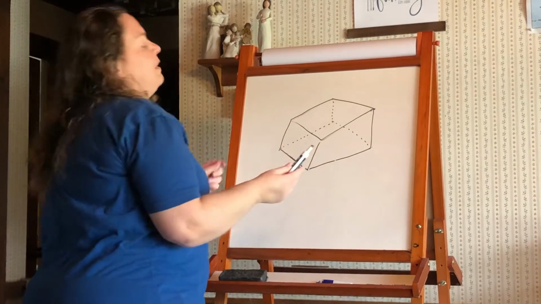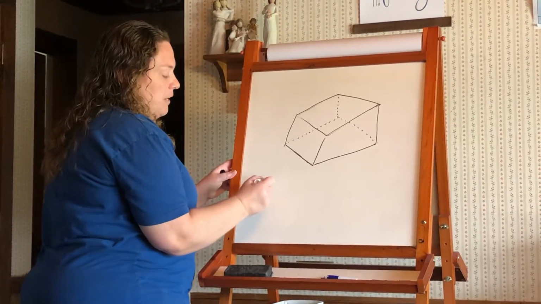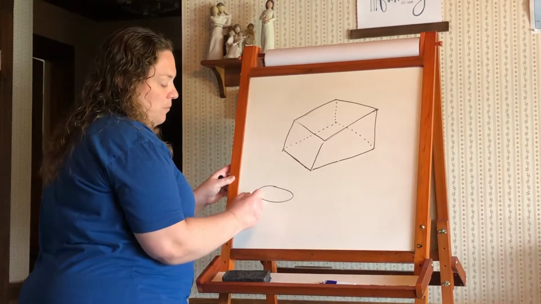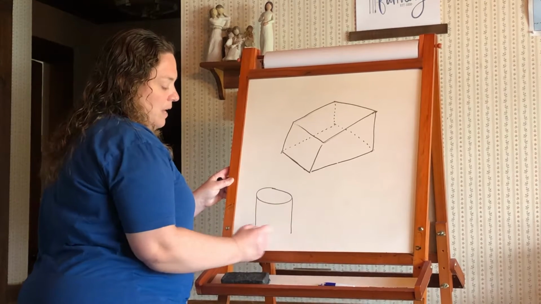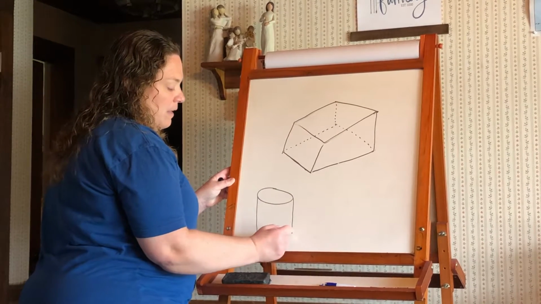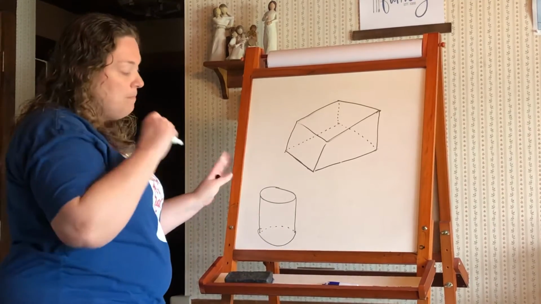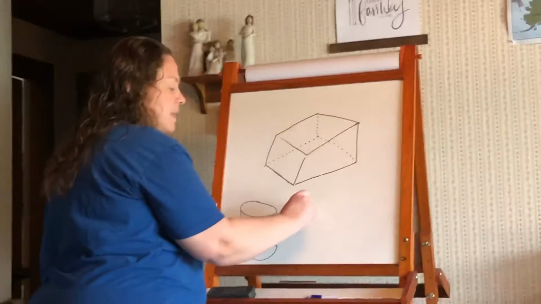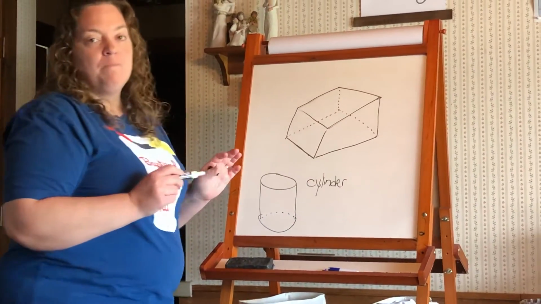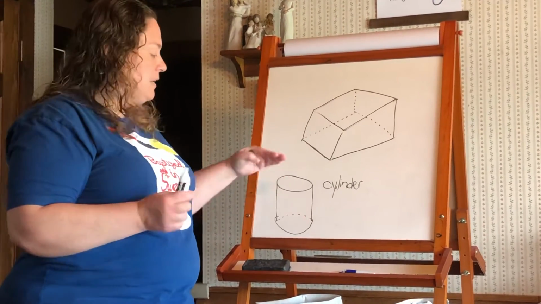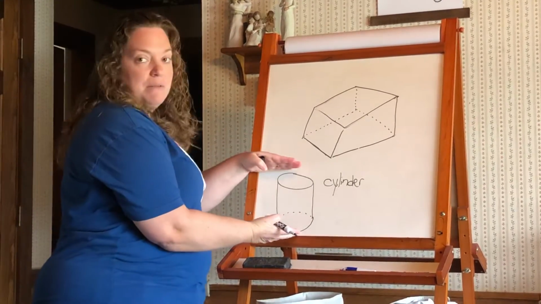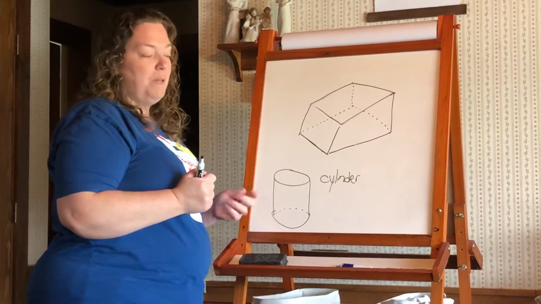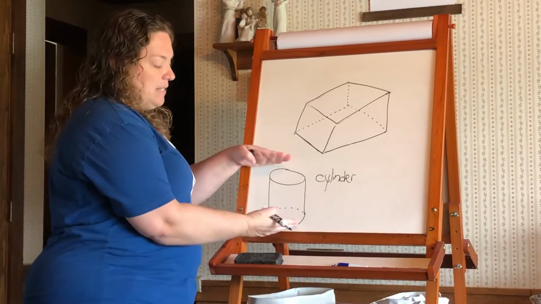I'm going to draw another one over here. If you have a circle on the top, and we're going to draw this, and then if you were to have a circle on the bottom, the shape of a can, most of you know this, is called a cylinder. It is not a polyhedron because its bases, the top and bottom bases, are circles, which are not polygons. So a cylinder is not an example of a polyhedron, but it does have bases.